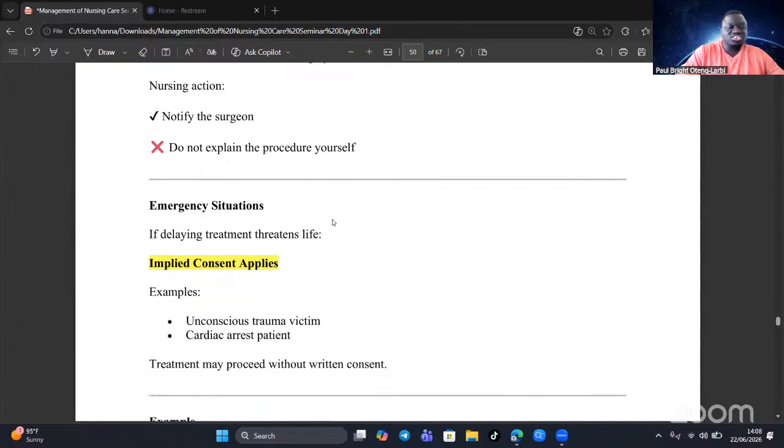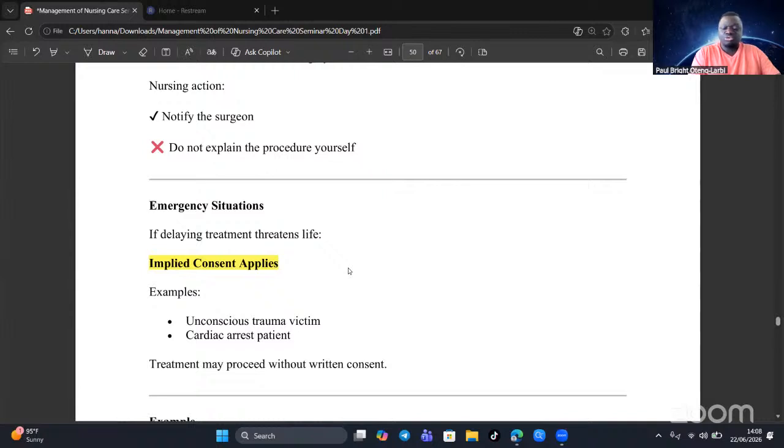The nurse should not explain the procedure him or herself. In an emergency situation, we call something implied consent. Say a patient has been rushed to the ER after a motor vehicle accident. Somebody has a fracture of the femur with the femoral artery torn and bleeding. We need to do an emergency operation, orthopedic surgery.